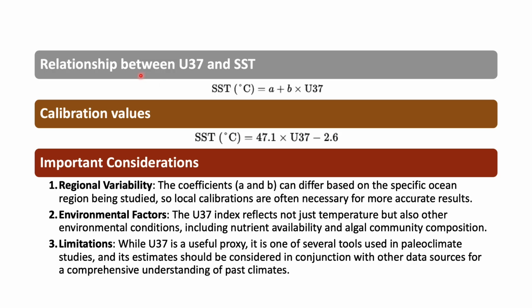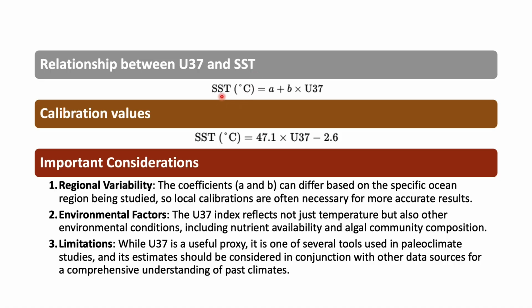So let us look at the relationship between U37 and SST. This is what we have been talking about so far. The presence of alkenones can be correlated with sea surface temperature. So how are they related? The SST, that is in degrees centigrade, is equal to A plus B into U37.